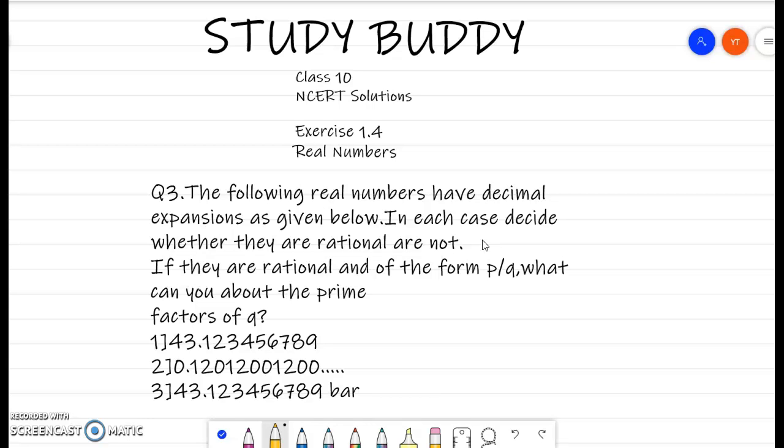So today we are gonna solve the third problem from exercise 1.4 of Real Numbers chapter. So let's get started with the third problem.